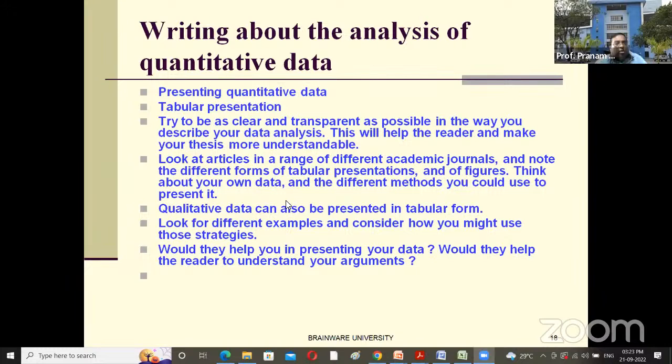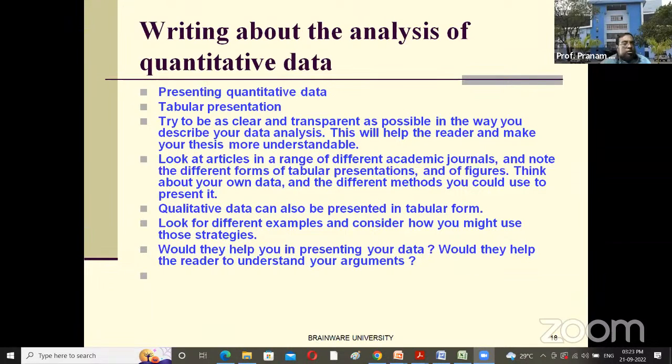Now, writing about the analysis of quantitative data. You have to present quantitative data. I have shown you my thesis and other theses in the morning. There are certain frequency distribution tables. This is called tabular presentation. There are some presentations based on that. Try to be as clear and transparent as possible in the way you describe the data analysis. This will help the reader and make your thesis more understandable.